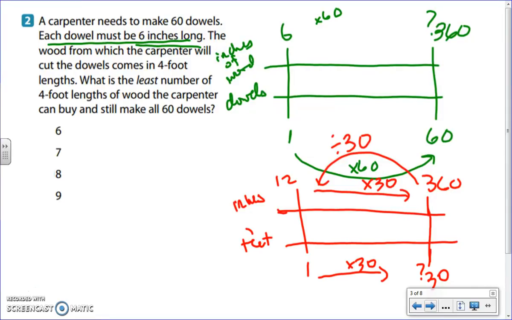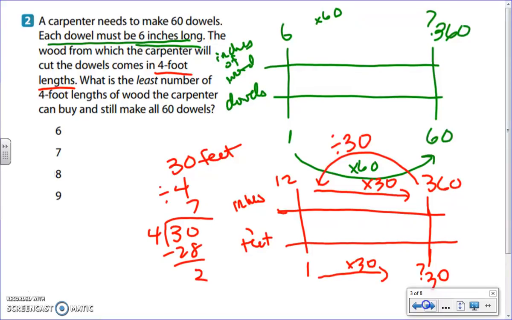Now, another more complex part of this problem says they come in 4-foot lengths. So if I need 30 feet of wood, I need to divide that by 4 because there are 4 feet in each length. So I need 30 feet of wood, and they come in 4-foot lengths. I need to figure out how many 4-foot lengths go into 30. I could do long division and find the exact answer, and 7.5 would be how many I need.